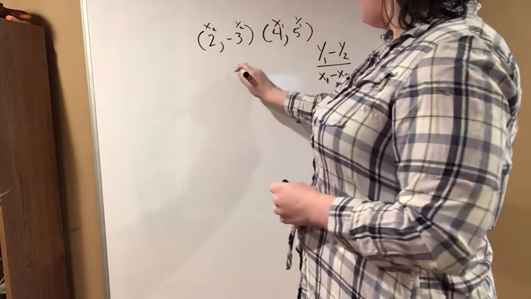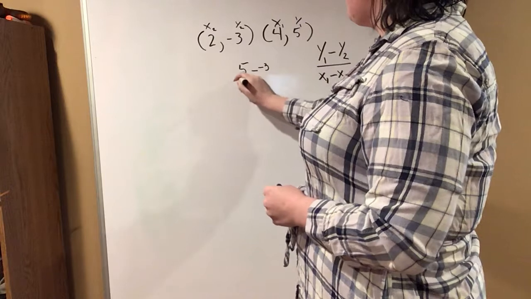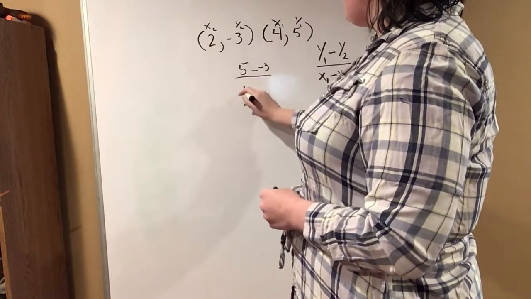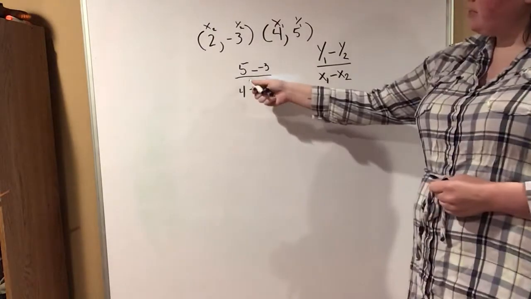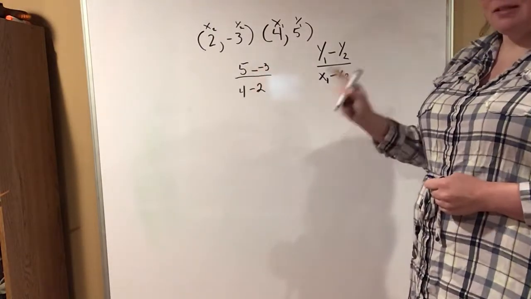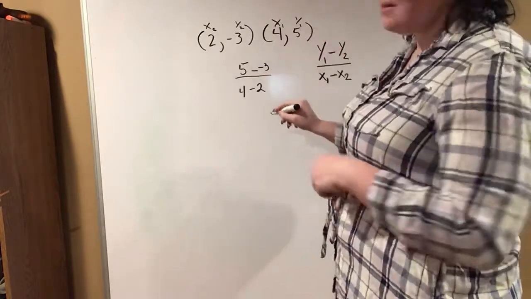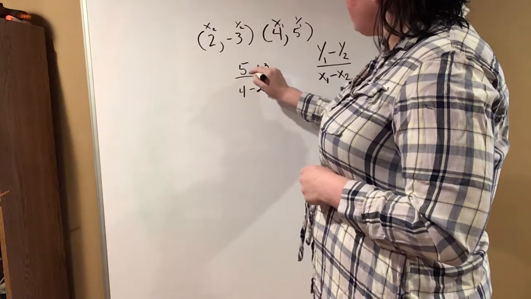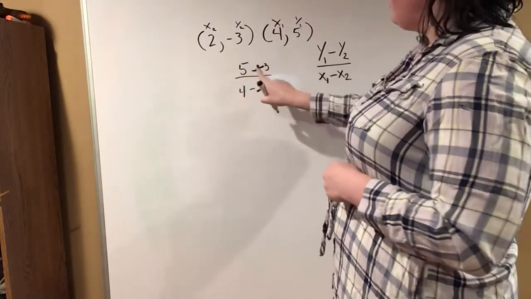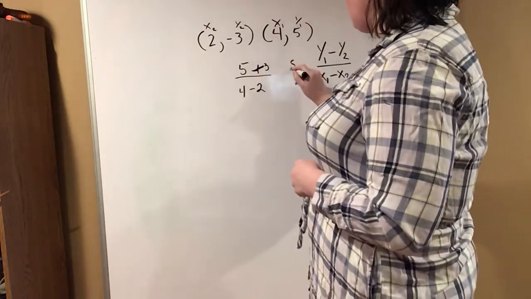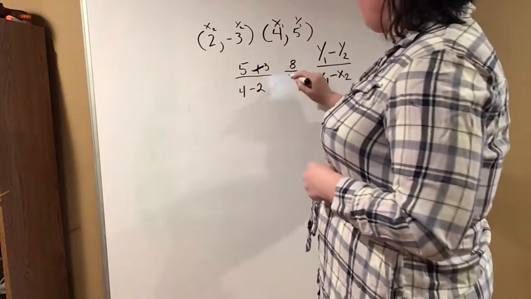So I'm going to do 5 minus a -3 over 4 minus 2. Now we see here we got 5 minus a -3, which is a double negative, which in math, 2 wrongs make a right. So I just draw a little line here. And now it's +3. So 5 plus 3 is 8. 4 minus 2 is 2.